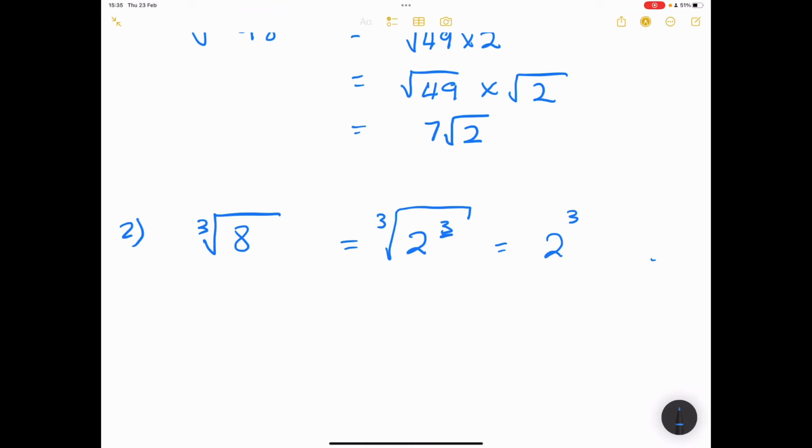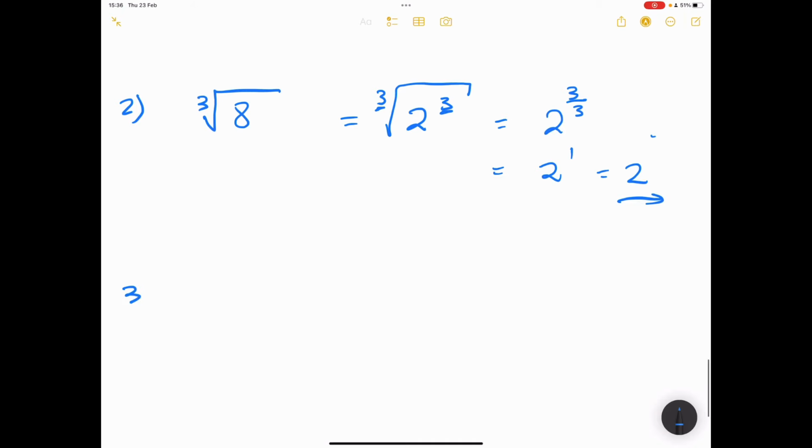3, remember, this becomes the numerator, and that one becomes the denominator. That's 3 over 3. That will give me 2 to the exponent 1, and that is equal to 2, right? So the cube root of 8 is 2, right? Okay, so just for us to know how to represent this in exponential form, right? Let's take another example. What if I have got the square root of the cube root of 8, okay? How can we represent this in exponential form, right?